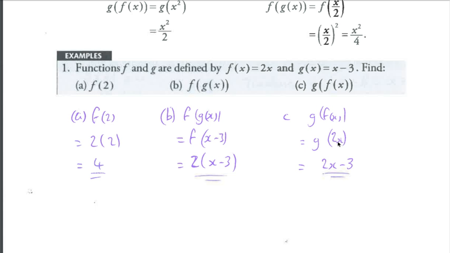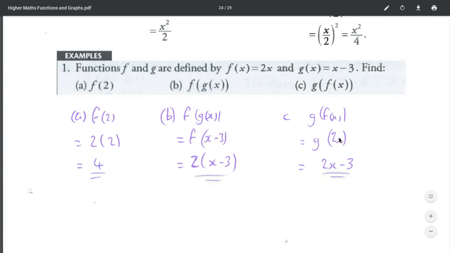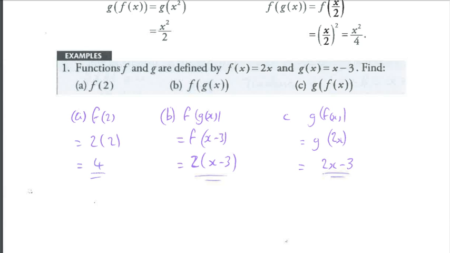So what's g of 2x? Well, to find g of 2x, we replace x with whatever's in this bracket. There's a 2x in the bracket, so we replace this x with a 2x. So g of 2x is 2x minus 3. Again, what have we done there? We have substituted. That's all we've done.